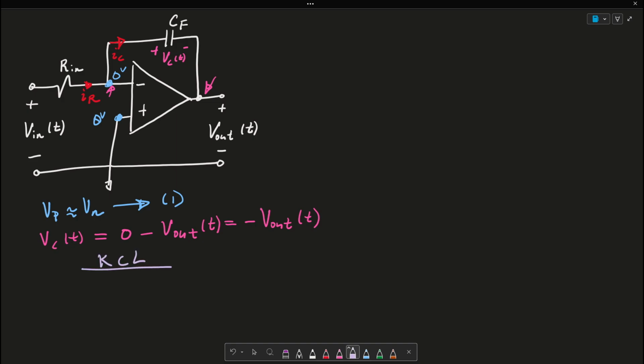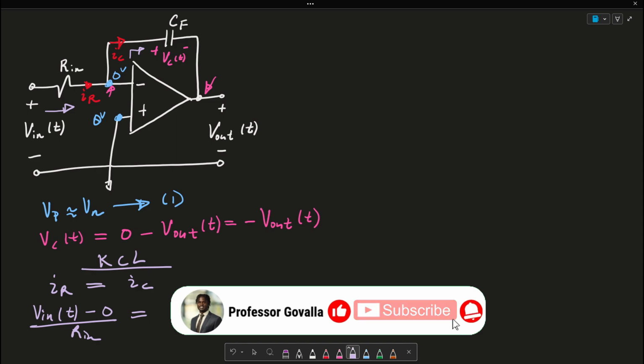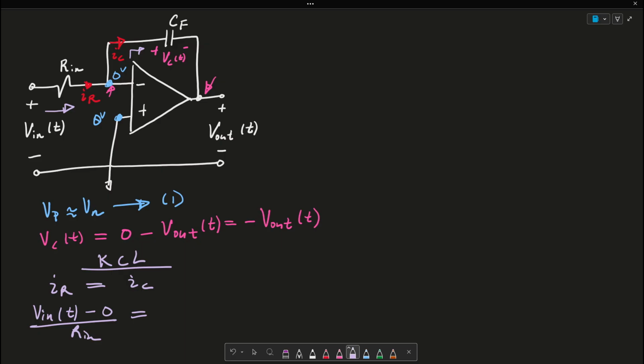Okay. So let me go ahead and start writing what's called the KCL for this circuit. I'm going to say that IR must be equal to IC. Essentially, the current coming into this node has to equal the current going out of it. IR is basically Vn of t minus 0 over Rn. And this has to equal IC, the current across the capacitor. From a previous video, which I will link in the top right hand corner of this video, IC is equal to the capacitance times the change in VC of t over dt.